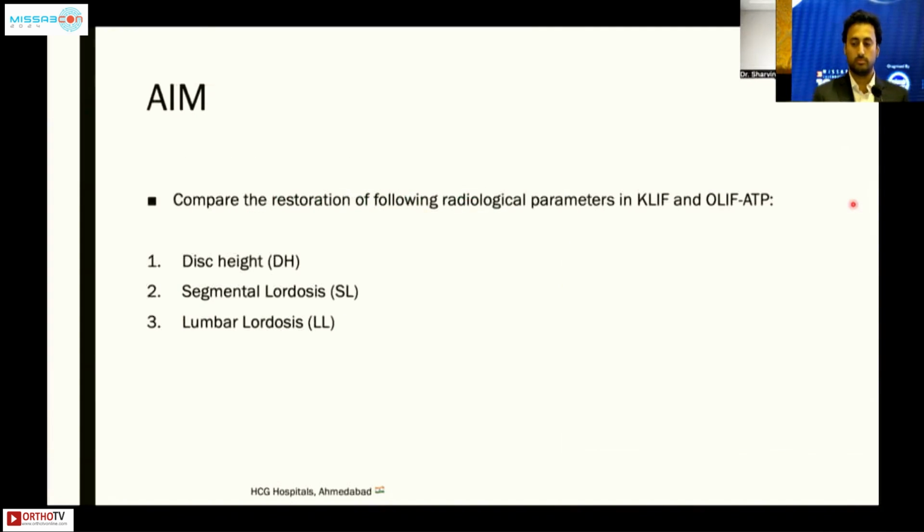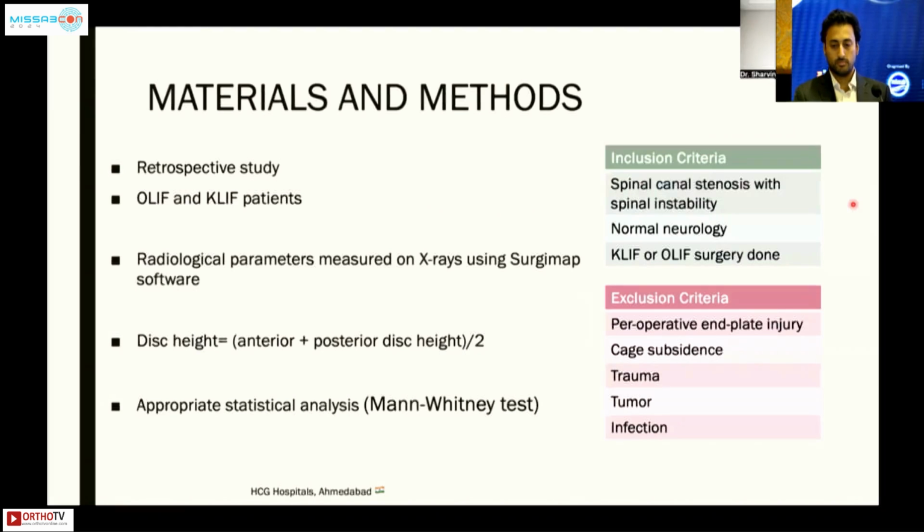The aim of my study was to compare the restoration of disc height, segmental lordosis and lumbar lordosis in the two groups. It was a retrospective study. Patients with spinal canal stenosis with spinal instability, normal neurology and in whom either surgery was done were included in the study. The radiological parameters were measured on X-rays using the SurgiMap software. Appropriate statistical analysis was done.